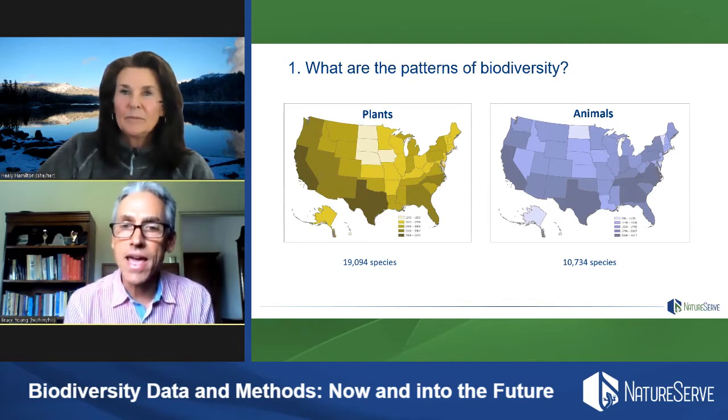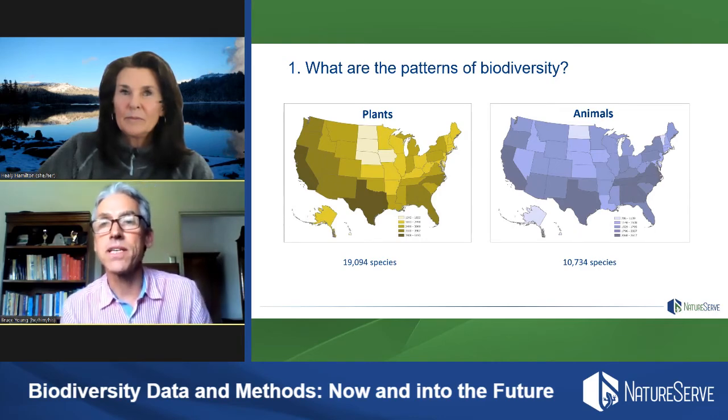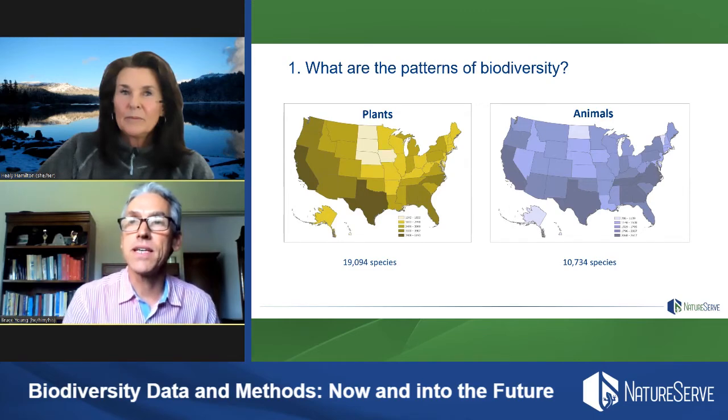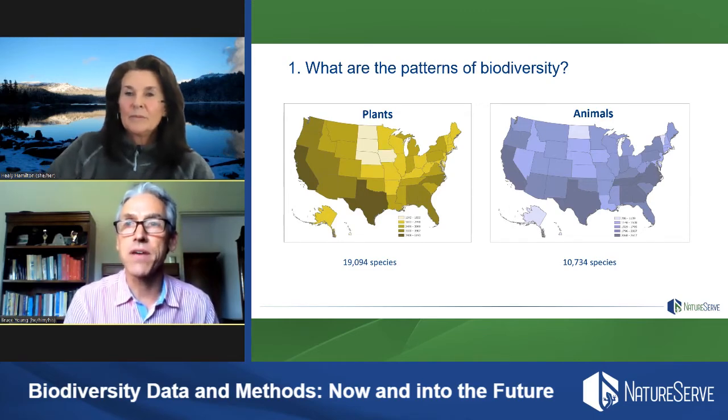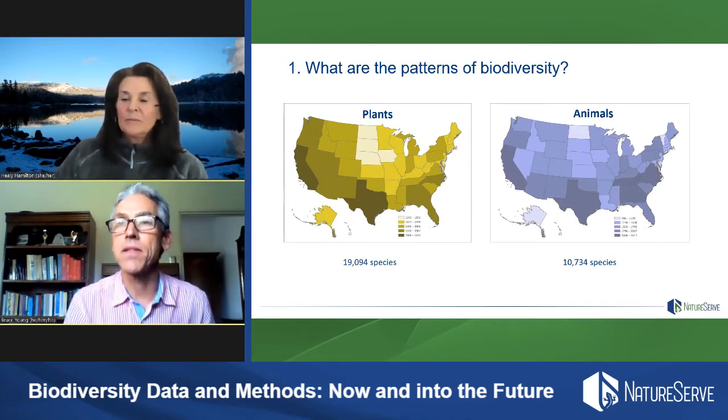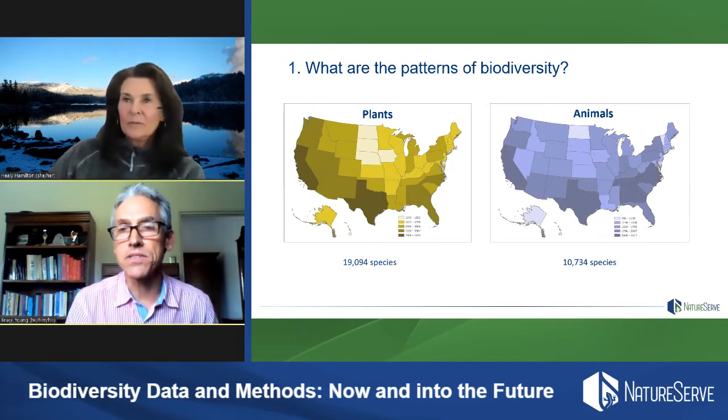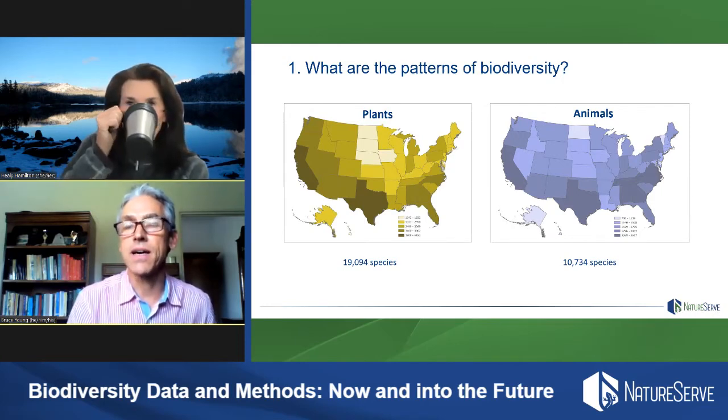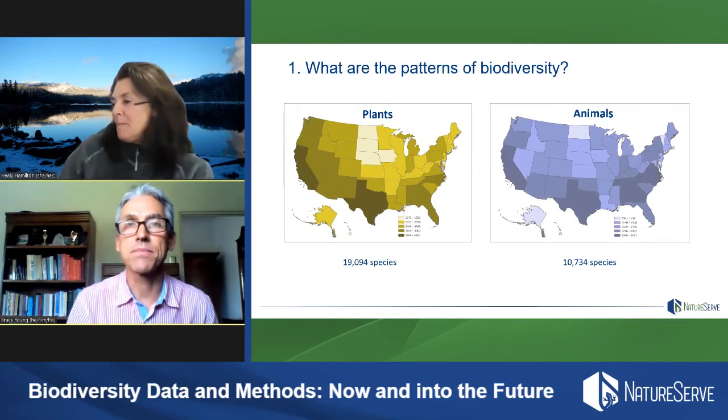But note, for the animals, of course, there's way more than 10,734 species of animals in the United States. This analysis is just for those groups for which we have comprehensive information. And by that, I mean we have complete state distribution of the species and global ranks for each of the species.